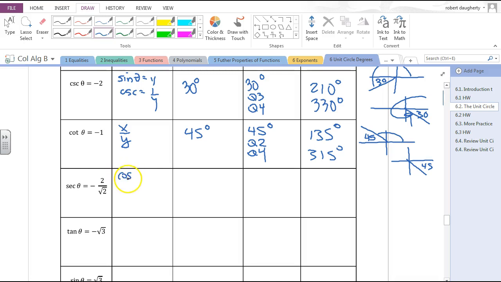What's the definition of cosine? It's x. So what's secant? Okay, do you see 1 over x being 2 over the square root of 2? Where would my 1 over x be 2 over root 2? At 45 degrees, right? Because 1 over this is just going to flip it, right? So this is a 45-degree angle.